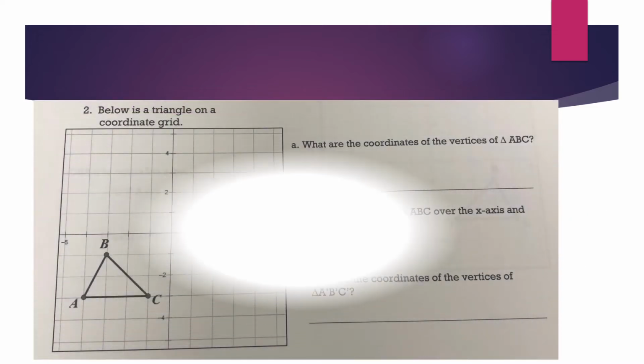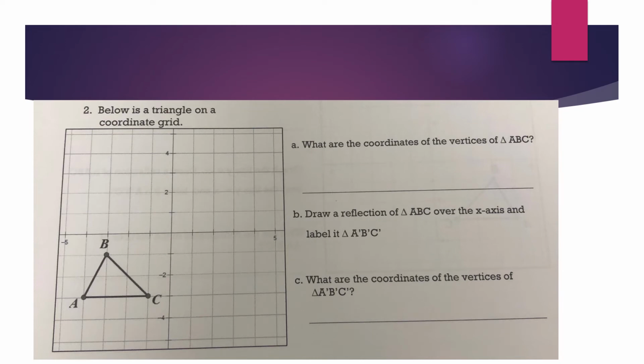Our second one, we have triangle ABC here. They want a reflection over the x-axis. So the x-axis is this line right here. We want to draw a reflection from the bottom to the top, so it acts as a mirror that way. Now, the coordinates of ABC are this: negative 4, negative 3, negative 3, negative 1, and negative 1, 3. So if we draw the reflection, it should look like this, or approximately that.